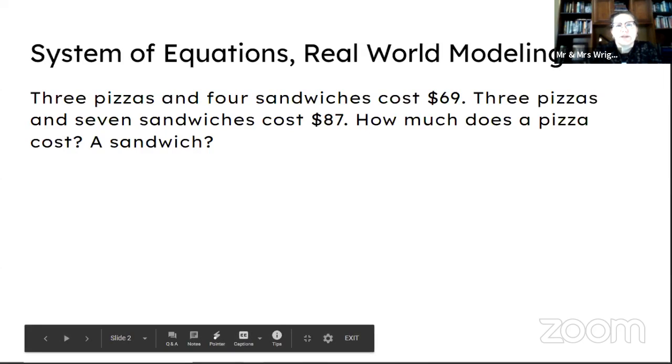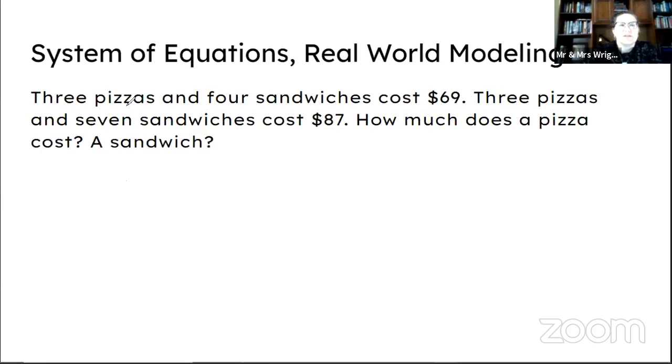Well, in order to find that out, we have to write up some equations. So we've got 3 pizzas, so we'll call that 3P. And we have 4 sandwiches, 4S. Together, they cost $69. So if we add them together, they're going to cost a total of $69. Okay, so that's our first equation. Our second equation says 3 pizzas and 7 sandwiches cost $87. How much does a pizza cost and how much does a sandwich cost?